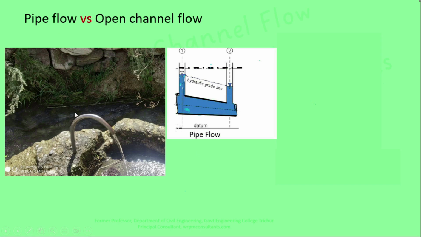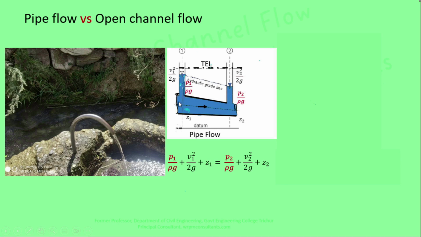An open channel is a conduit in which water flows with a free surface, whereas in pipe flow, the pipe runs full under pressure. The figure shows a pipe flow segment. Two piezometers are inserted at sections 1 and 2. Section 1 is at a distance of Z1 with respect to the datum, and section 2 is at a distance of Z2 with respect to the datum. The corresponding pressures at sections 1 and 2 are indicated by P1 by rho g and P2 by rho g, and the velocity head is represented by V1 square by 2g and V2 square by 2g. This dotted line represents the total energy line.